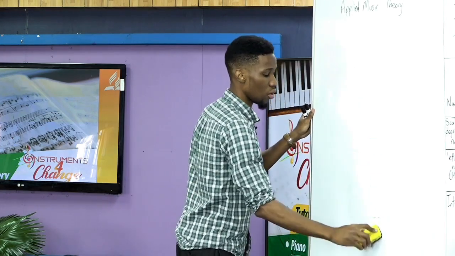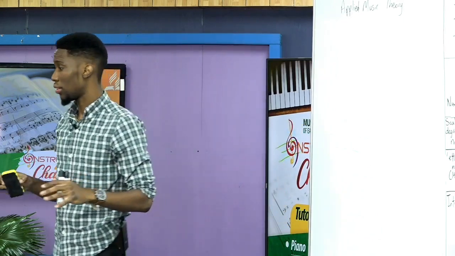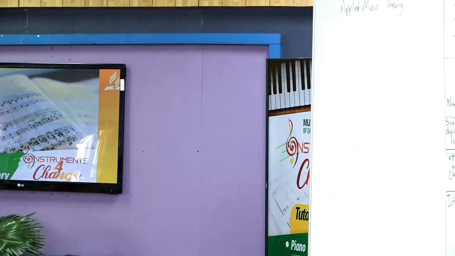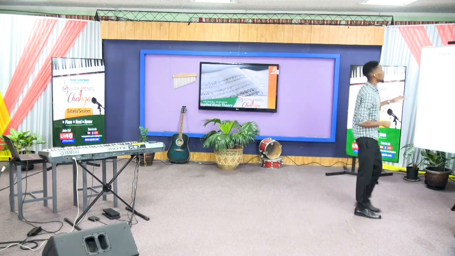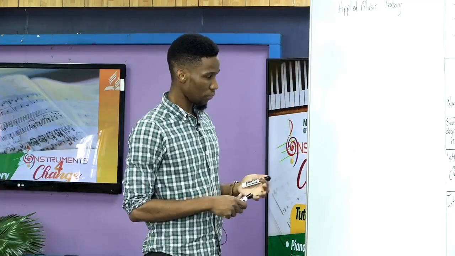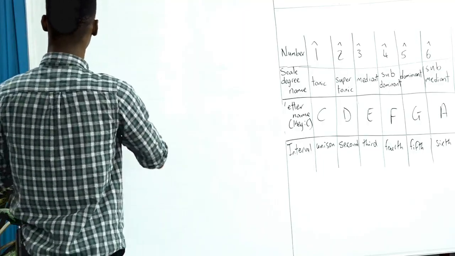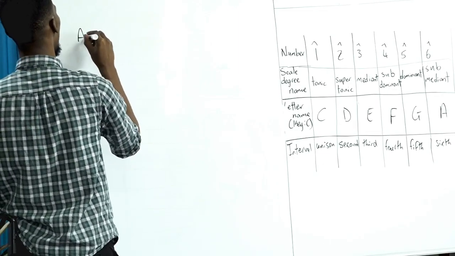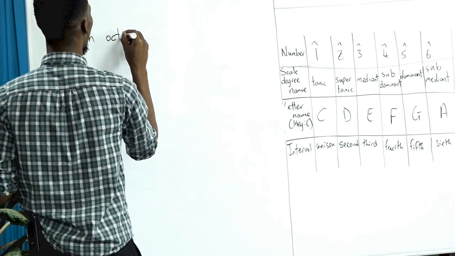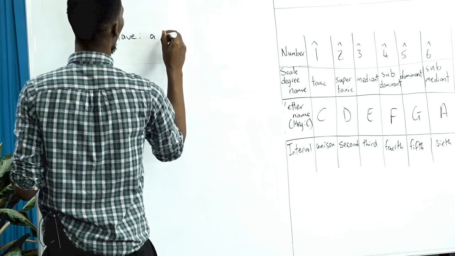Some of you may already know. If you know the answer, then you can just type it in the chat. What is an octave? We're going to go through that right now. So simply put, I'm going to say an octave is a set of 8 notes.